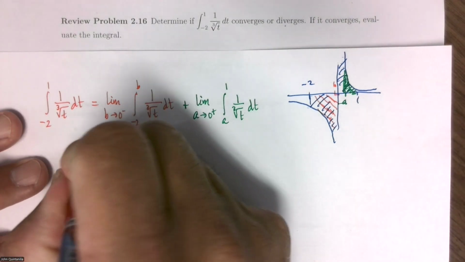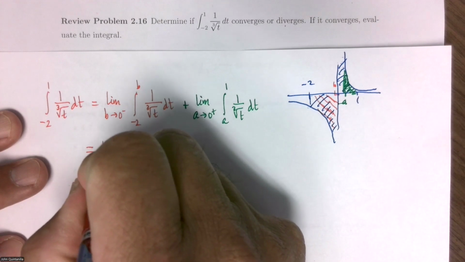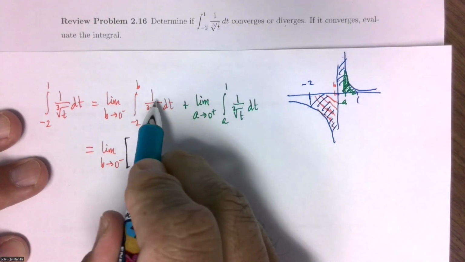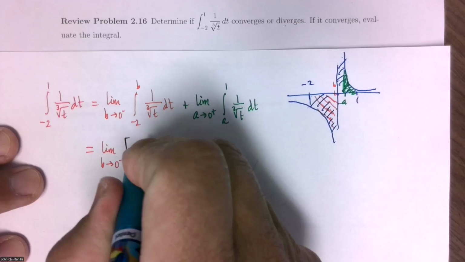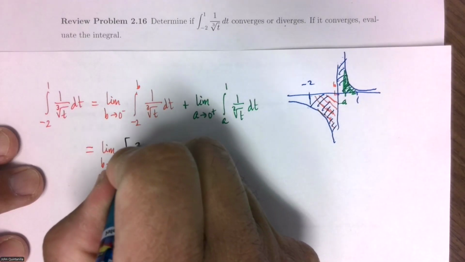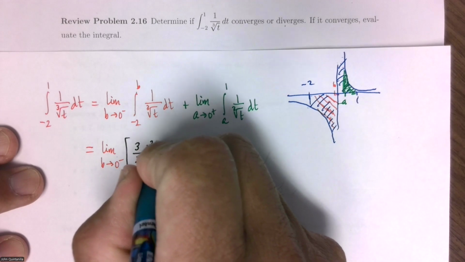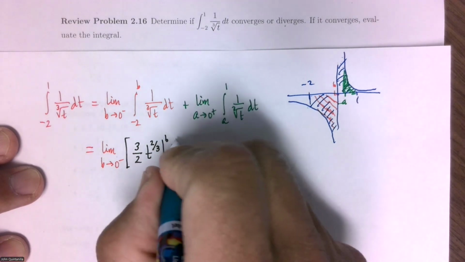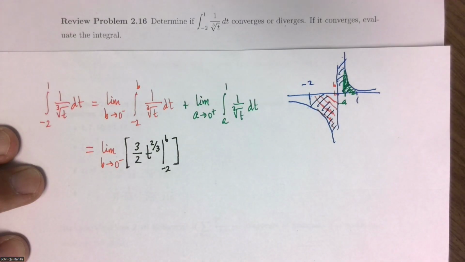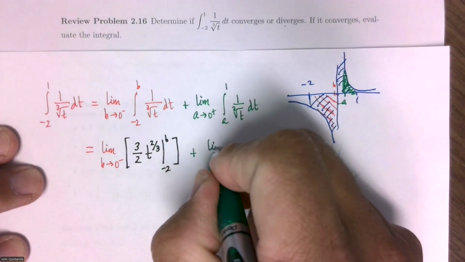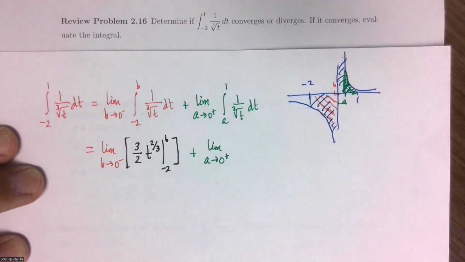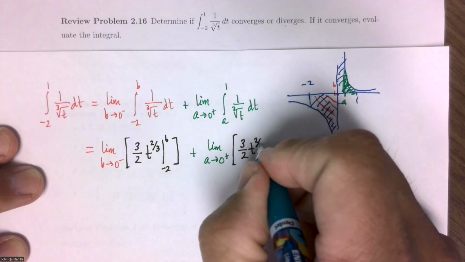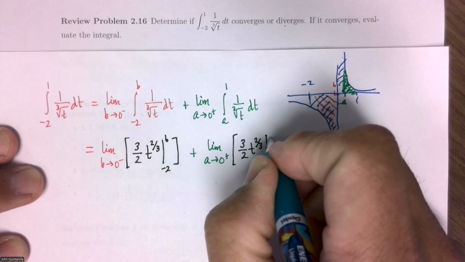Okay, so first we deal with the integrals. Now, fortunately, the integrals are pretty straightforward. So let me deal with the first integral. The integral of 1 over the cube root of t is equal to 3/2 times t to the 2/3, evaluated from -2 to b. And then for the second limit, I have the limit as a goes to 0 from above, and the integral is again the same thing, 3/2 t to the 2/3 evaluated from a to 1.